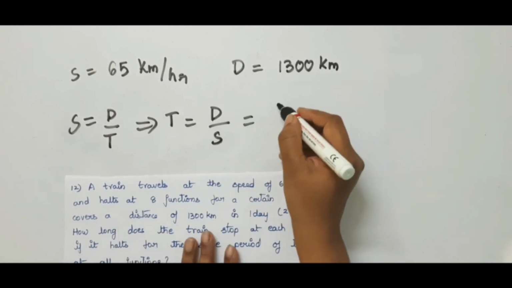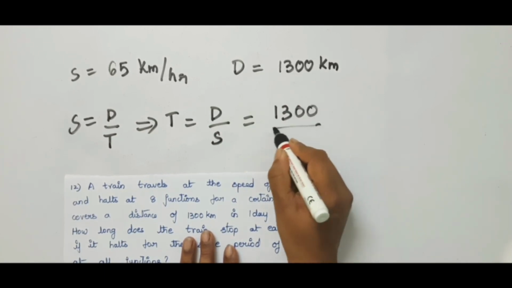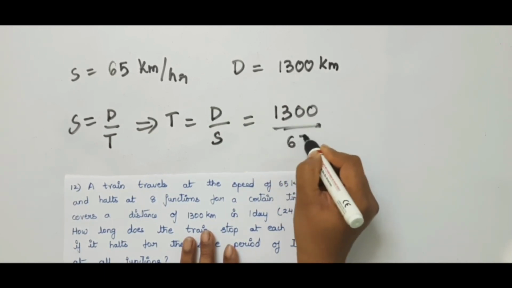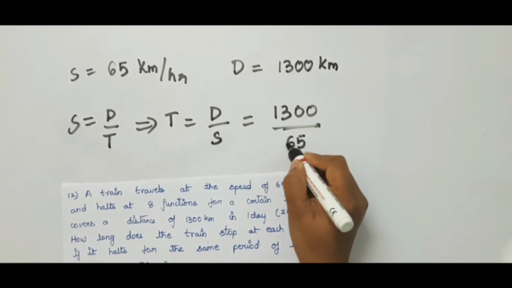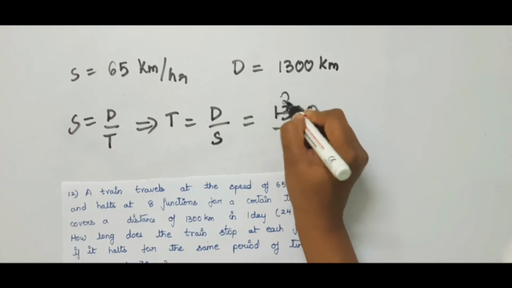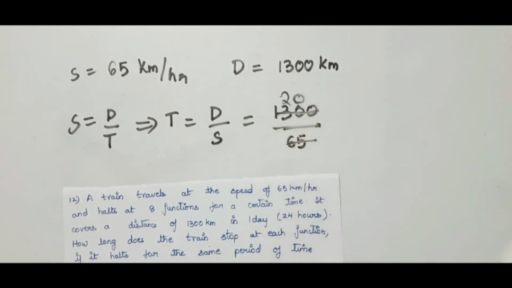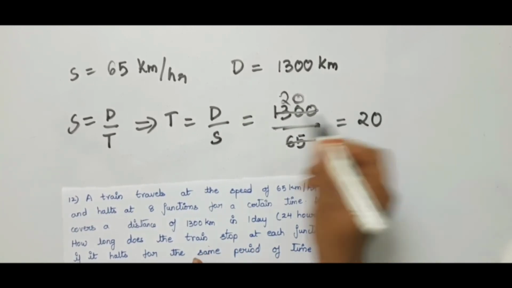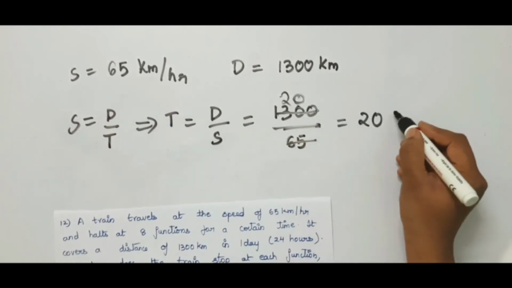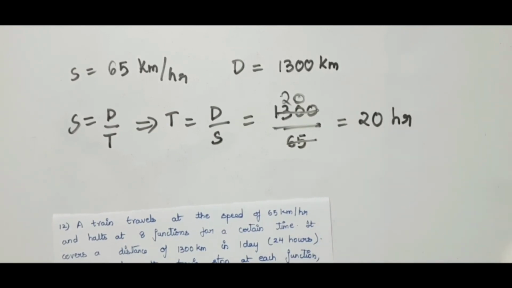So distance is given as 1300 by 65. 65 twos are 130. So we got time as 20. Time is equal to 20. As the speed is in kilometers per hour, the time is in hours. So we got the time as 20 hours.